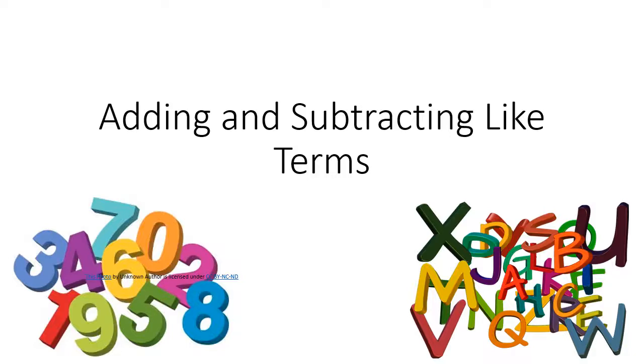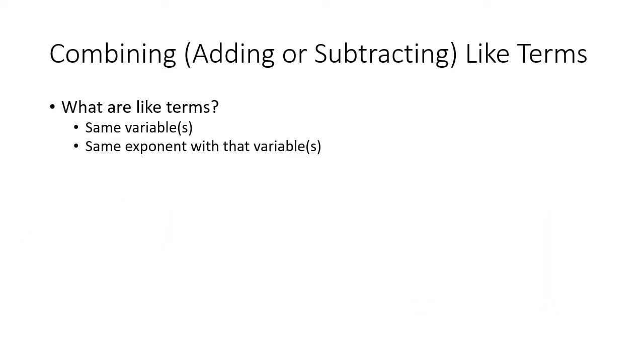Okay, today we're going to look at adding and subtracting like terms. So what are like terms? Like terms are terms that have the same variable and the same exponent with that variable or with those variables. Okay, let's look at some examples.